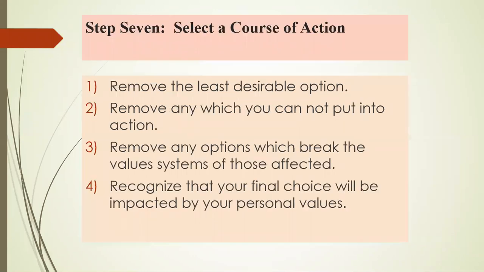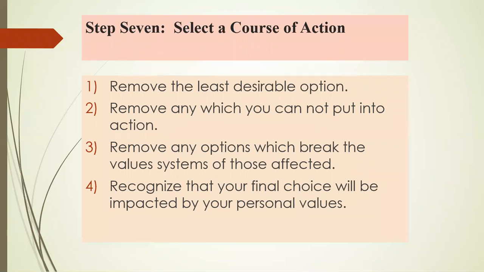Then step number 7, that is select a course of action. Now our thought process or planning process is over. Our planning step is over. Now we need to think about actions, because most of the time people are very good in planning, but they fail to take actions or they fail to implement those decisions. So step number 7 is very important. And at this stage we need to understand how I am going to implement this decision. So that is select a course of action.